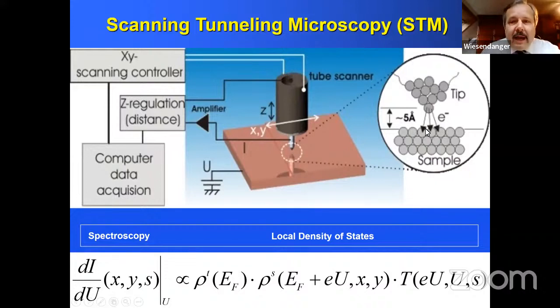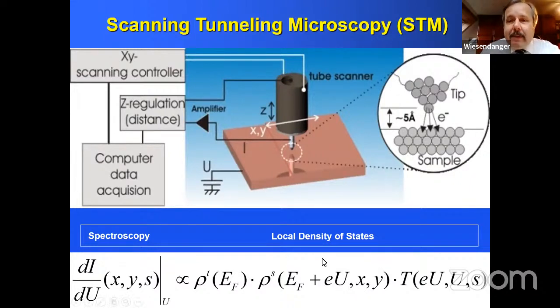However, as you all know, STM is not only a microscopy technique. It is also a spectroscopic tool. Why? Because you can vary the applied bias voltage between tip and sample, and you can measure the local differential tunneling conductance as a function of spatial coordinates. And this provides access, according to the famous Tersoff-Hamann theory, to the local electronic density of states of your sample, which is a very fundamental property, of course.